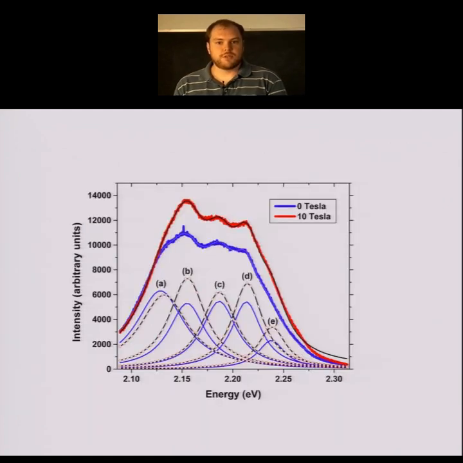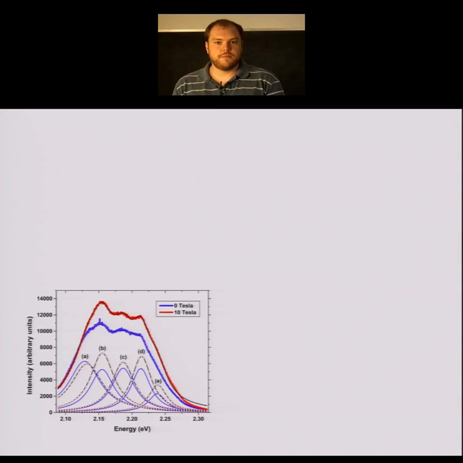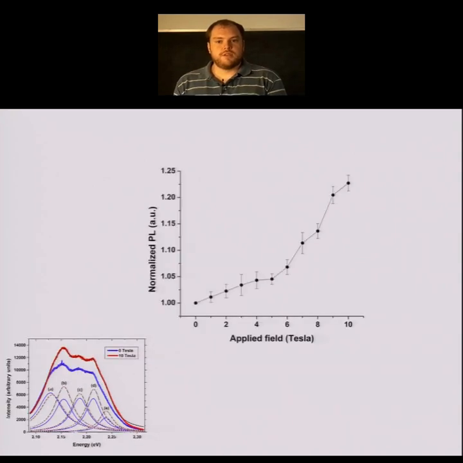And so here's the spectrum. Again, you can see you do in fact get the increase in intensity. And if you plot this versus the applied field, you can see that up to 10 Tesla, you get about a 25% increase in fluorescence. So that's okay, but we'd like to do better.